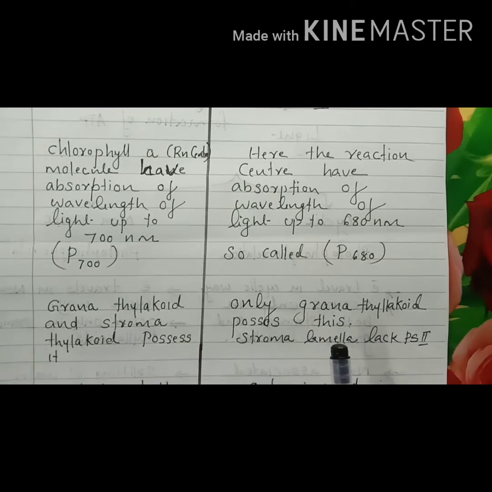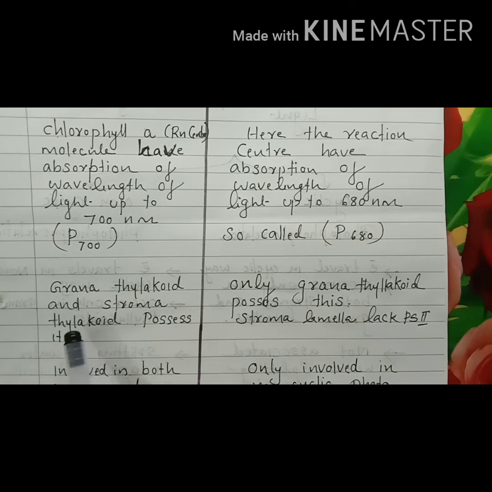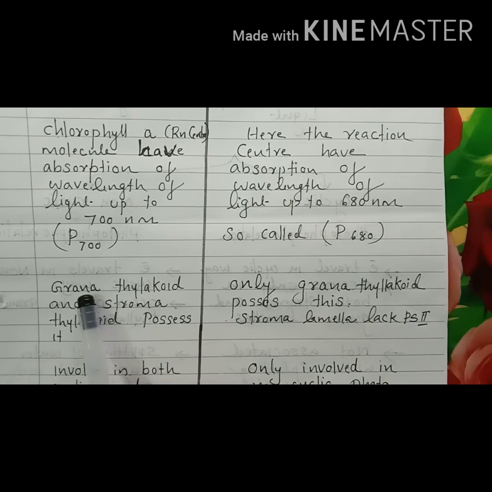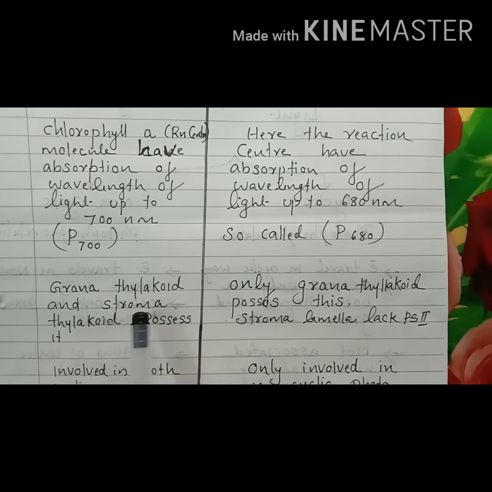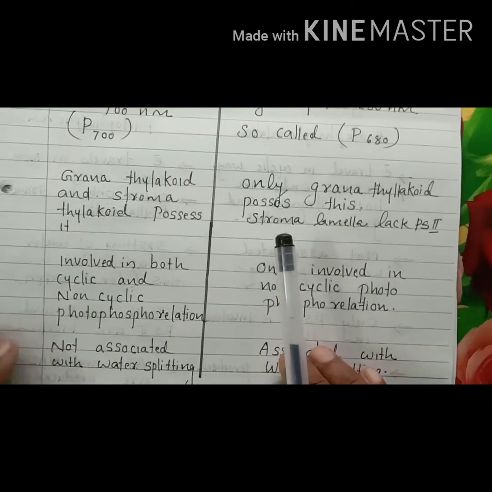The second difference: PS1 is present both in grana thylakoid and stroma thylakoid. We have already mentioned that the thylakoid present in grana is called grana thylakoid, and the thylakoid which connects two adjacent grana is called stroma thylakoid. PS1 is present in both, but PS2 can be seen only in grana thylakoid because stroma lamella lack PS2.